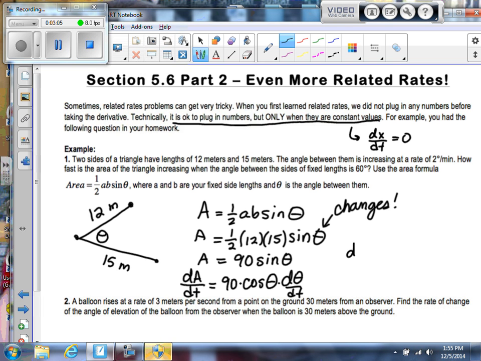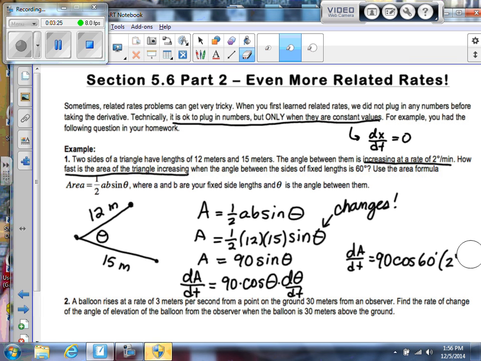All right, so now we need to find the rate of change of the area. So how fast is the area increasing when theta is equal to 60 degrees and the angle is increasing at 2 degrees per minute. So I'm going to have 90, cosine of 60 degrees, times 2. Now you guys should all know the cosine of 60 degrees, what is it?